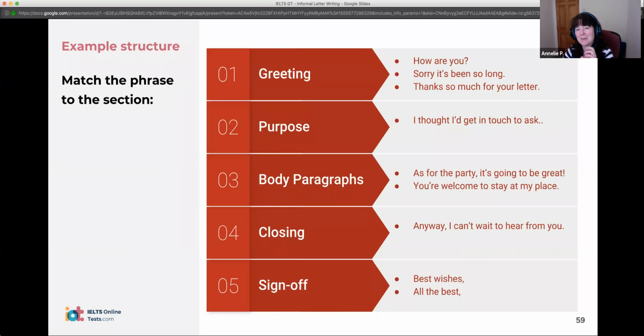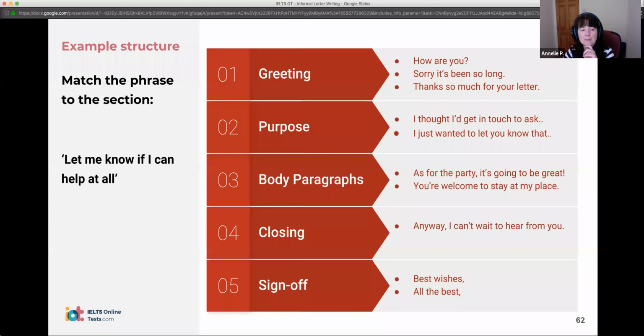Okay. So depending on the situation, it can be very nice to say, thanks for writing. Thanks so much for your letter. Okay. I just wanted to let you know that. Okay. Yeah, very good. That's the purpose. You're going to continue that with the reason why you are writing to them. Okay. How about that one? Let me know if I can help at all.